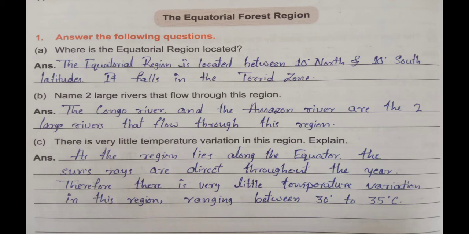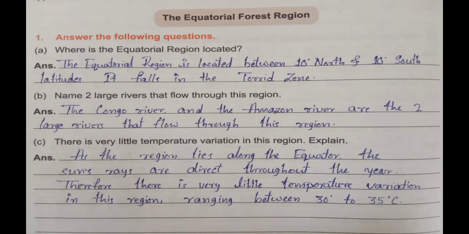Second question: name two large rivers that flow through this region. Write down the answer. The Congo River and the Amazon River are the two large rivers that flow through this region. Write down the next question.